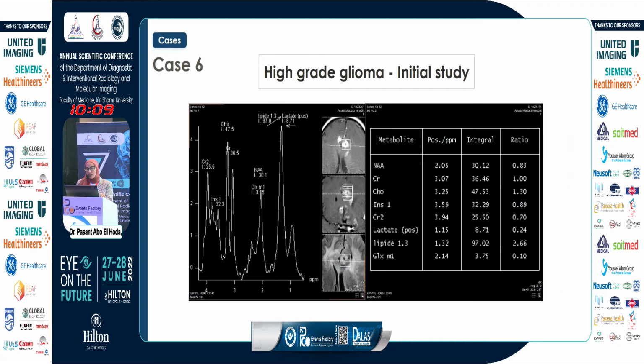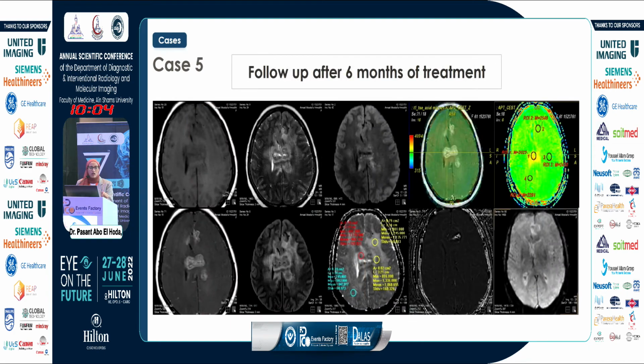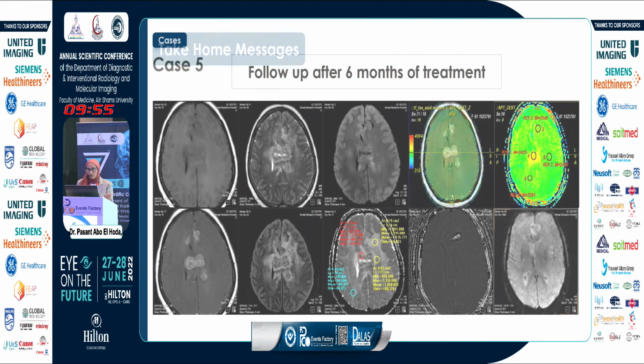That was the MRS of the case showing increased choline-creatine ratio with decreased NAA and increased lactate. The follow-up after 6 months shows progression of the size and the radiological features of the tumor, and it was also proved by our APT signal.